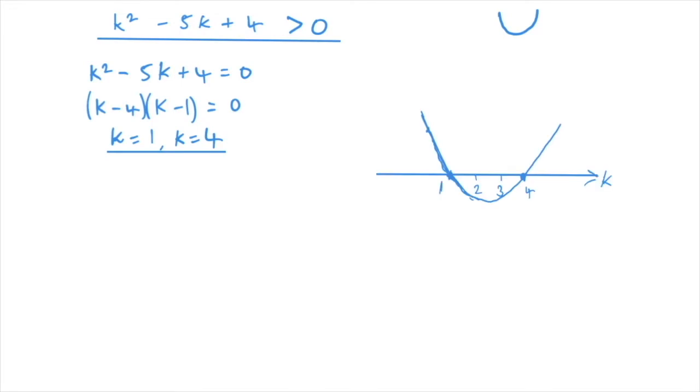And as we are interested where this is positive, these are the regions indicated in red. As between the two roots, the graph is clearly in the negative region, indicated in green. And so the solution to this quadratic inequality is where k is less than 1, combined with the region where k is greater than 4. And notice how this is written.